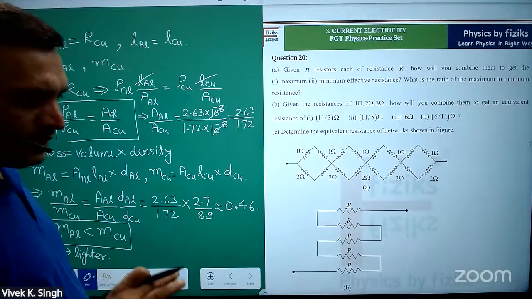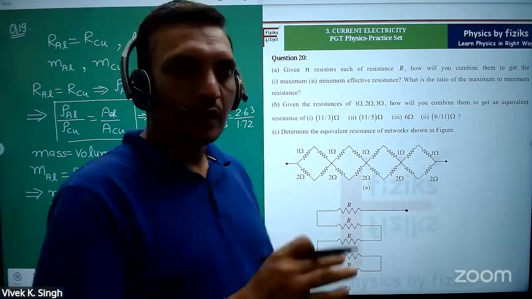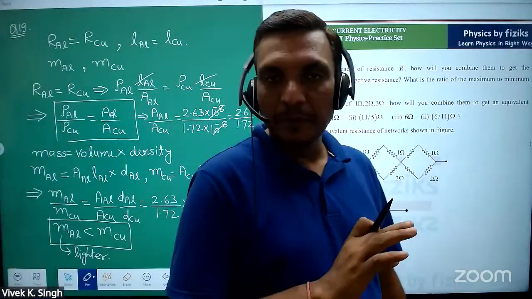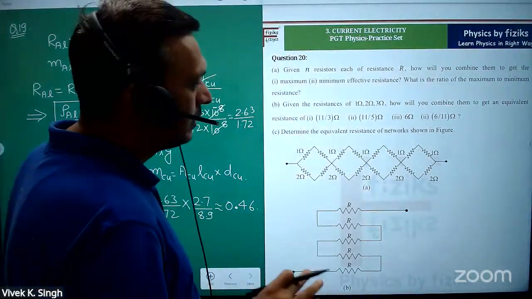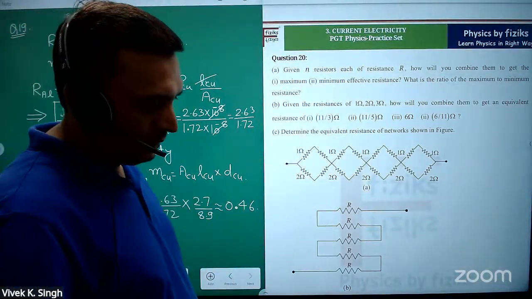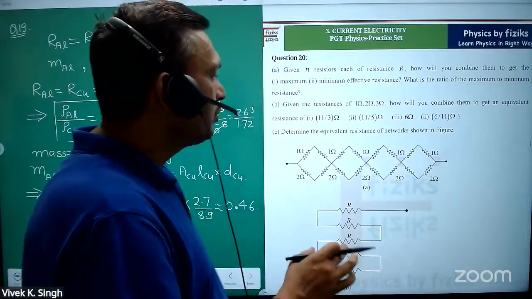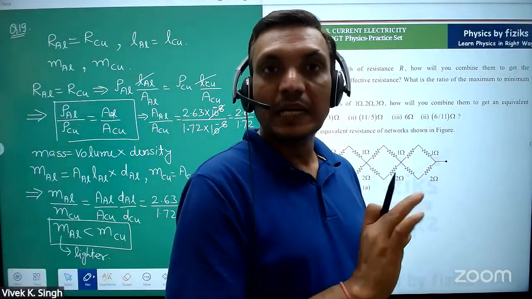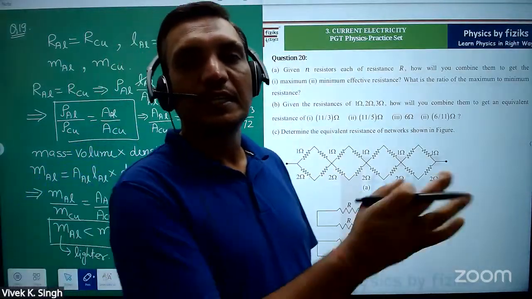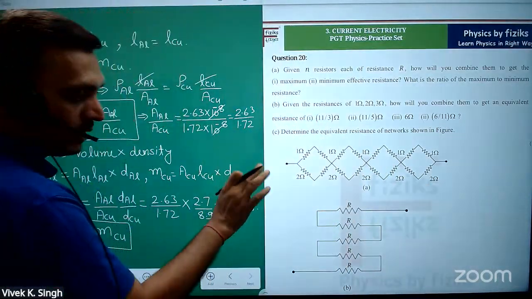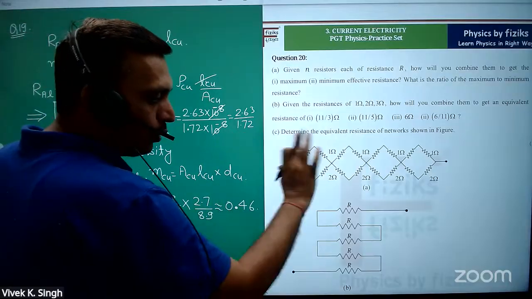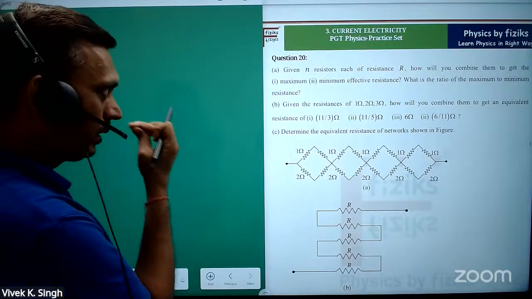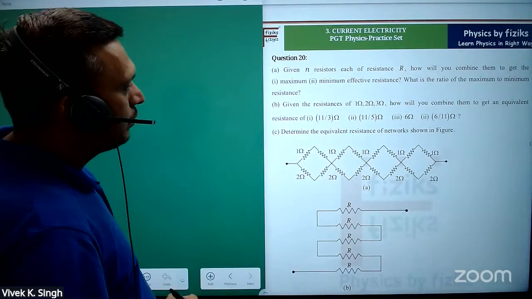So in the PGT physics exam, you have to focus on the straightforward questions. You should just remember all the concepts and formulas and just try to apply them. That's why I'm taking this type of question, which is asked in the PGT exam. So our concern is how to crack the PGT physics exam. So let's see. You can easily calculate.